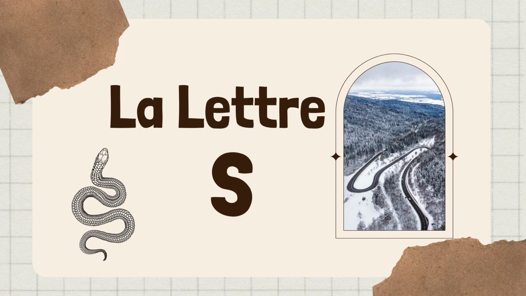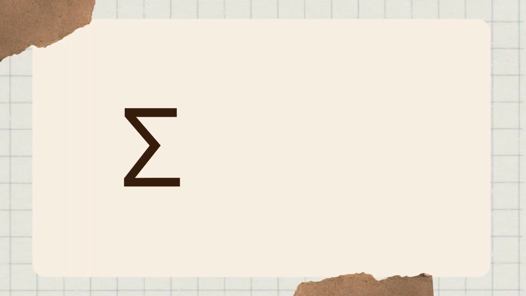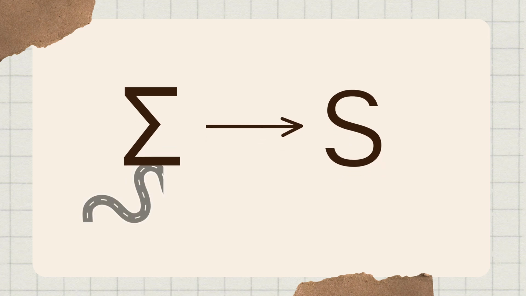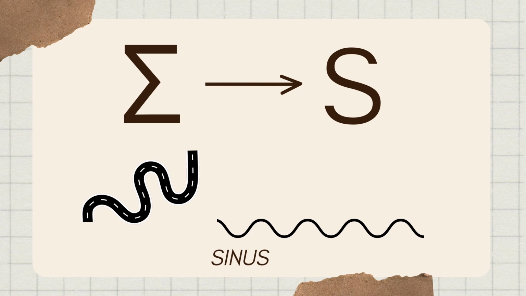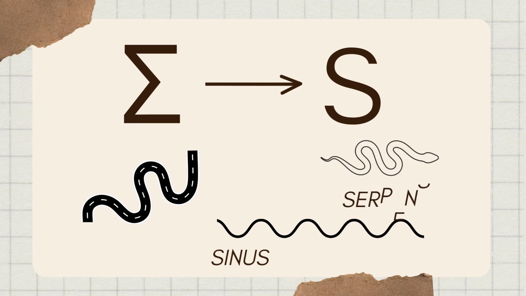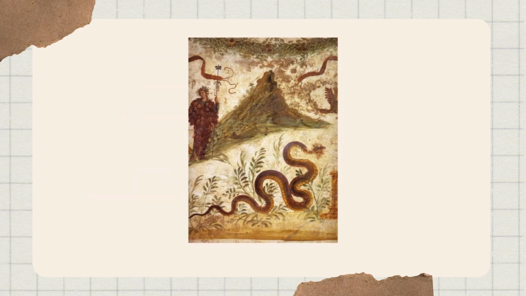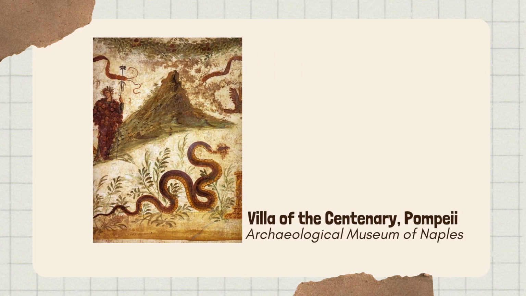The letter S. The Greek letter sigma is replaced in Latin by the letter S, with more sinuous shapes, like the curves of a winding road. Could it be that the letter S is the shape of a sine wave, called sinus in Latin, for sinuous, or simply the silhouette of a serpent, named serpens? In the Villa of the Centenary in Pompeii was discovered this magnificent mosaic of a serpent, which was said to represent prosperity and which was prominently displayed in the dining room.